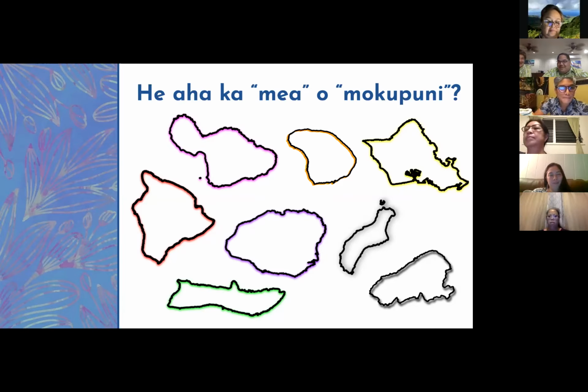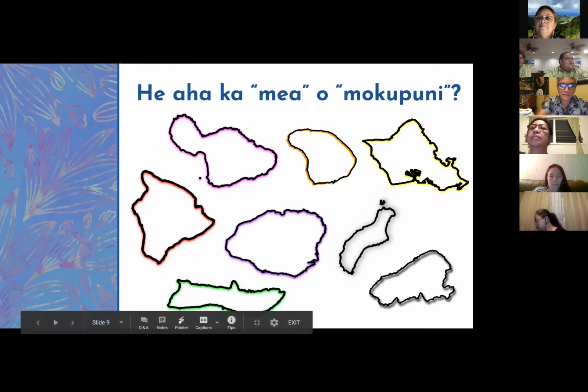Okay, we'll go with nickname. He aha ka inoa kapakapa o Molokaʻi? The nickname of Molokaʻi. Good. Okay, so the friendly isle, Molokaʻi. Maybe we should give some time for people to answer. I'm going kind of fast, yeah.